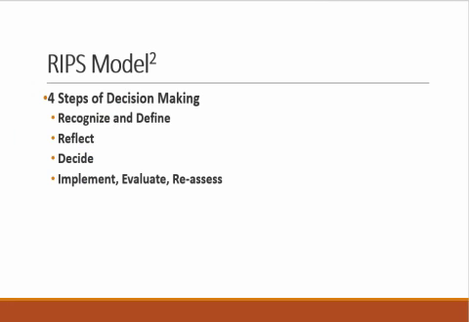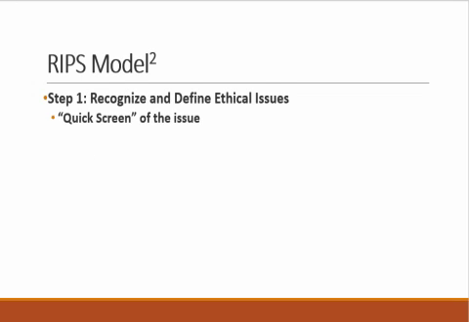All right, within this RIPS model, there are 4 steps to decision making: recognizing and defining, reflecting, deciding, and then implementing, evaluating, and reassessing. And in step 1, recognize and define ethical issues. This is when you do a quick screen of the issue. You examine the case and analyze the realm, the process, and the situation, like we talked about before.